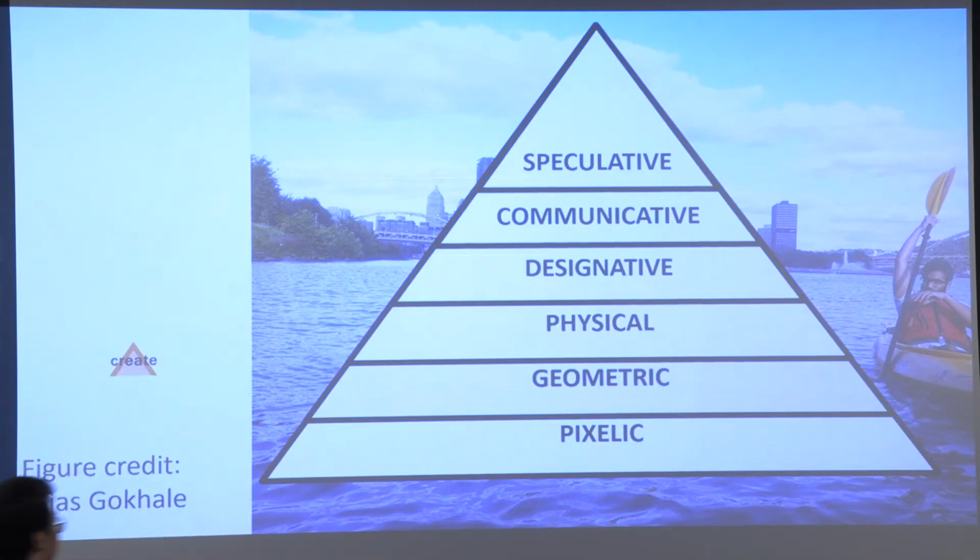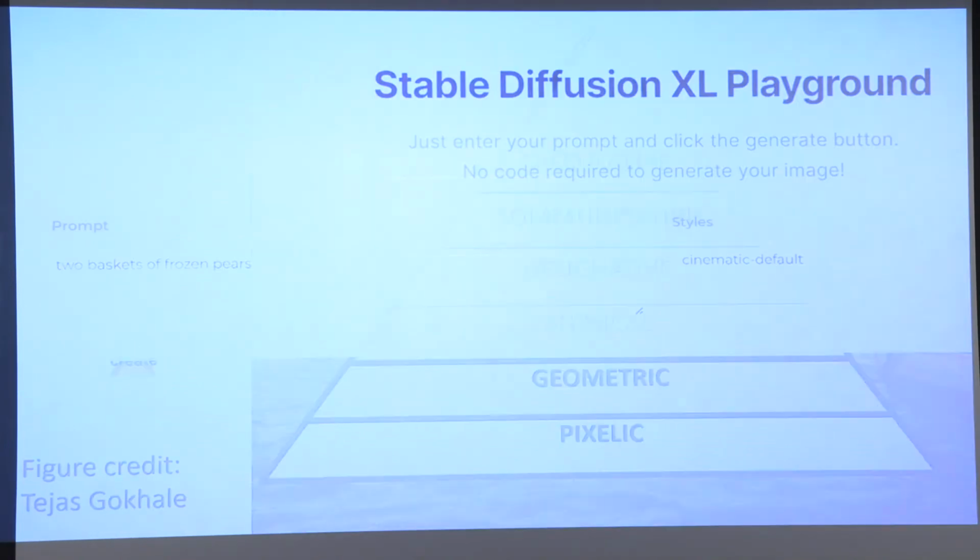And hopefully today's talk, I convince you that they are not yet tackled in the creation, hallucination or generation manner, including pixelic, photorealistic, geometric, spatial relationships, physical properties, designative, communicative, how you have a generative system communicate with human users, and speculative, how to create a speculative output from AI or language input.